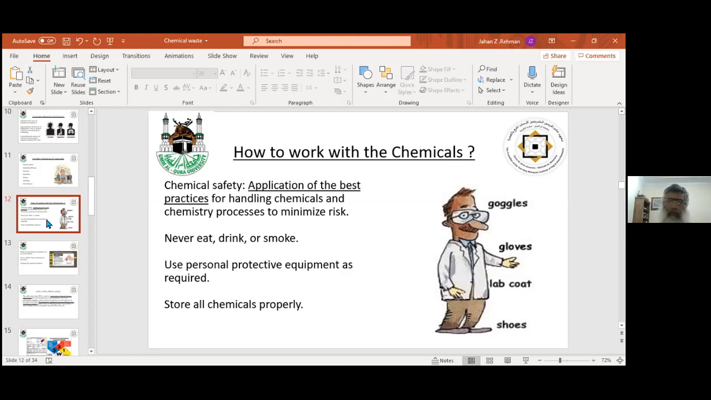If, for example, there is a process that if you want to dilute the acid, then you will pour acid into the water. You may find it in any book. But if you do vice versa, means if you put water into the acid, then it will be harmful. It will be a risk.